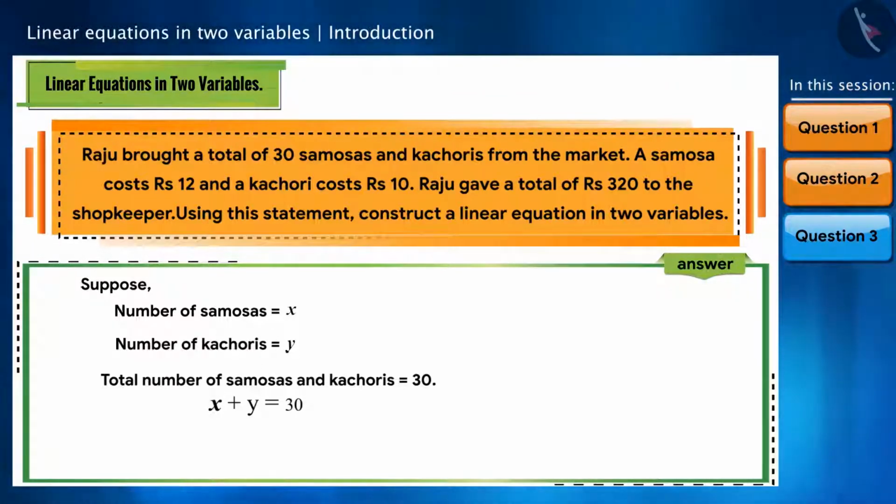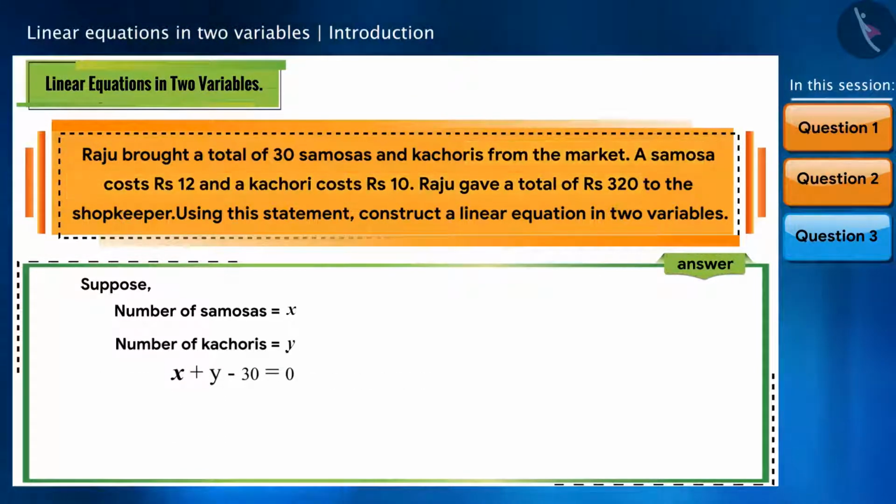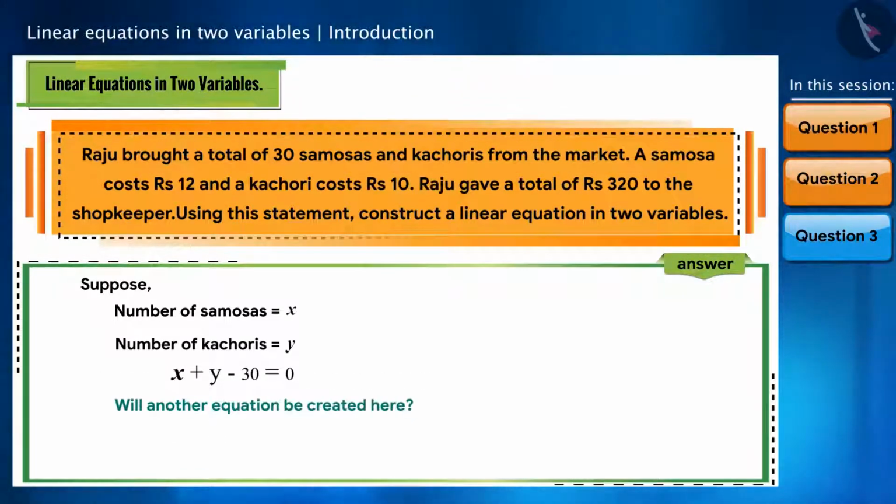How to write it in general form? In this way. x plus y minus 30 is equal to 0. Did this question end here? Why is further information given in this question? Can we form another equation from this?